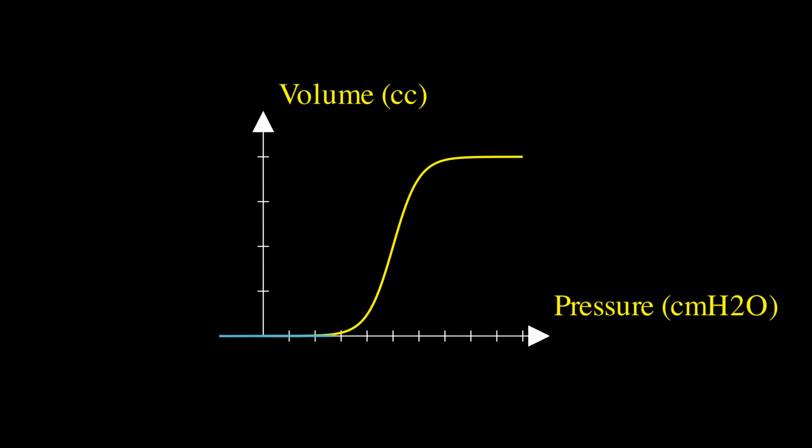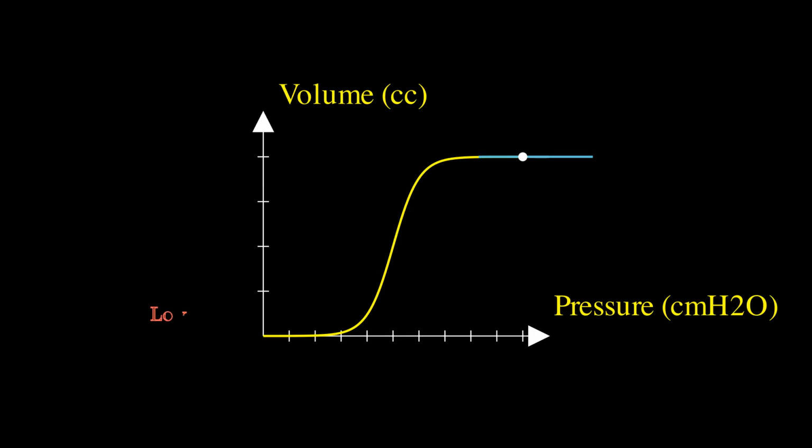The white dot moves along the curve, and the colored lines represent the change in volume over the change in pressure, which is compliance. As we move the dot along the curve, notice how the slope changes. At the left, the slope is nearly flat, indicating low compliance. In the middle, the slope is more steep, indicating normal compliance. And at the right, the slope becomes nearly flat again, indicating low compliance due to overdistension.